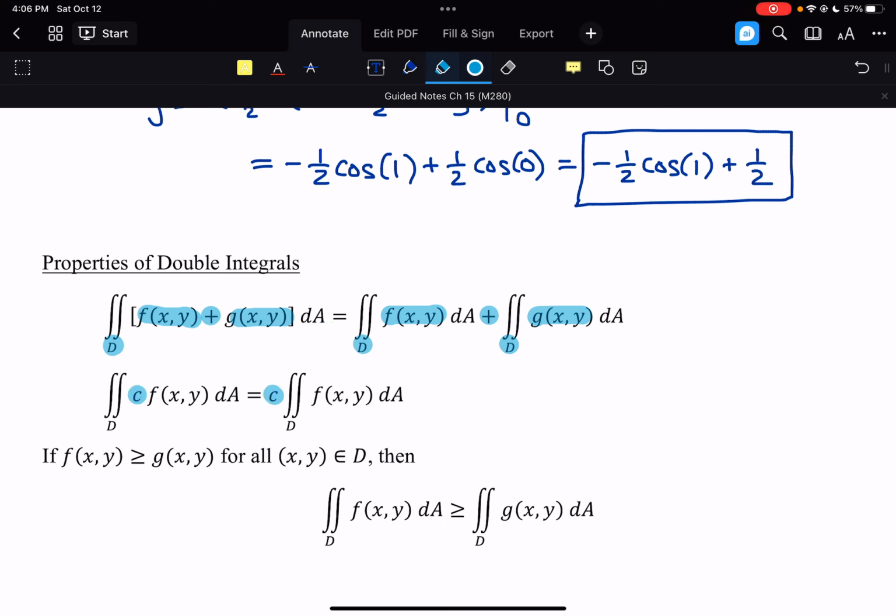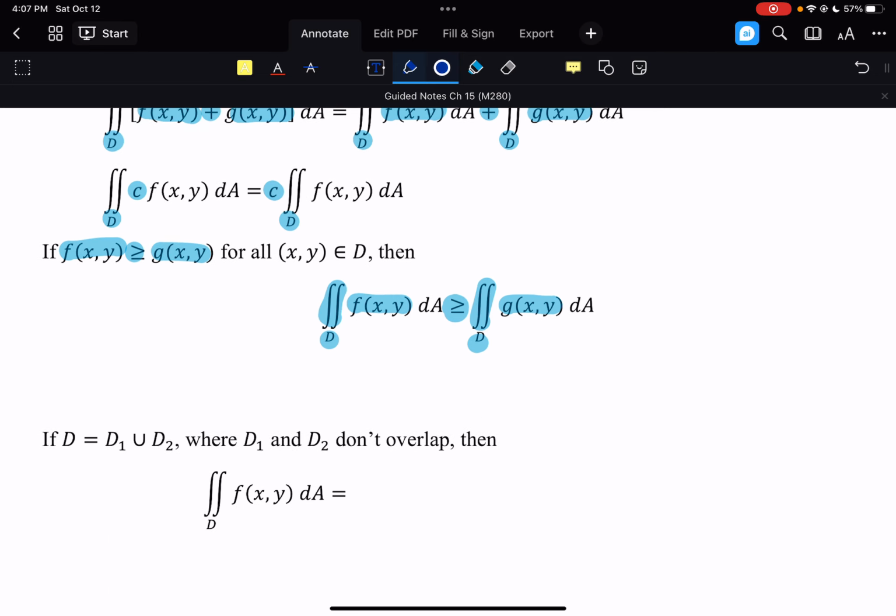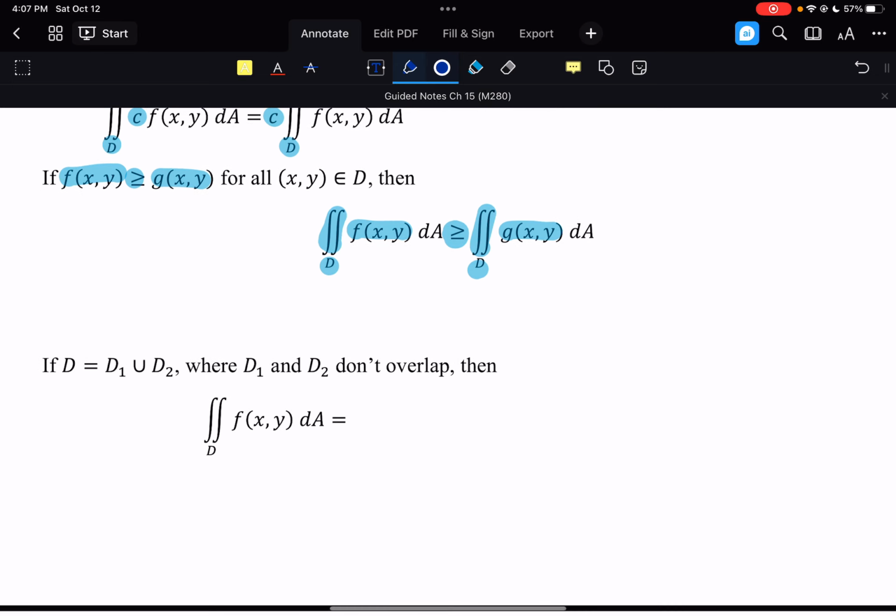Same thing here. You can pull constants out of double integrals over a general region. And if you have one function greater than or equal to another, then its double integral value will be bigger than the other one over the general region D. So all those properties still hold true. We also have this property now. If D is the union between two regions, D1 and D2, that do not overlap, the double integral over D is equal to the double integral over D1 plus the double integral over D2.